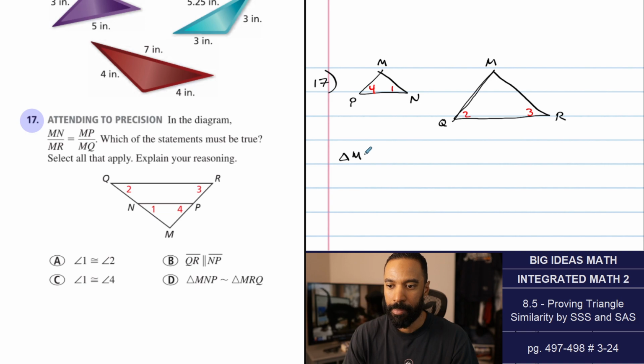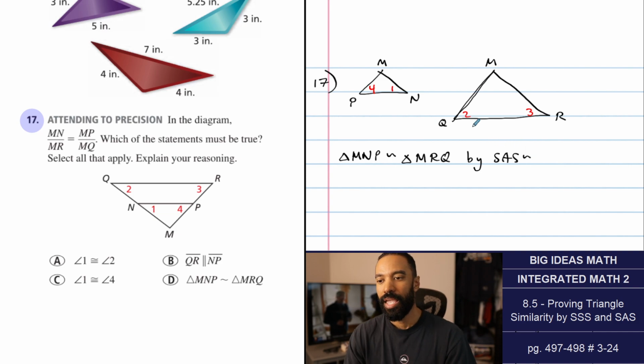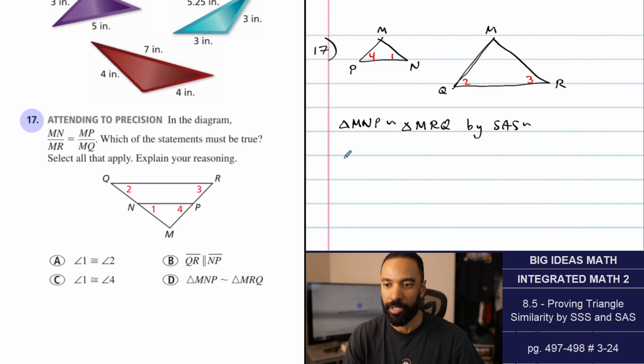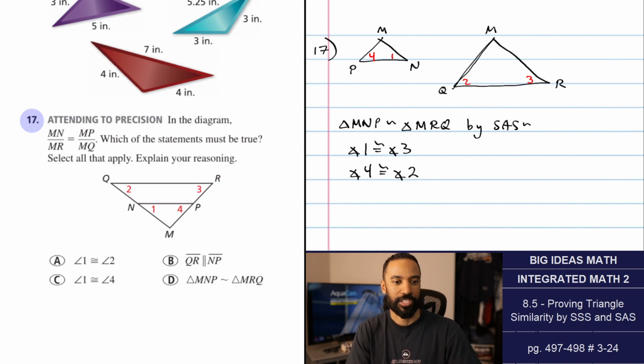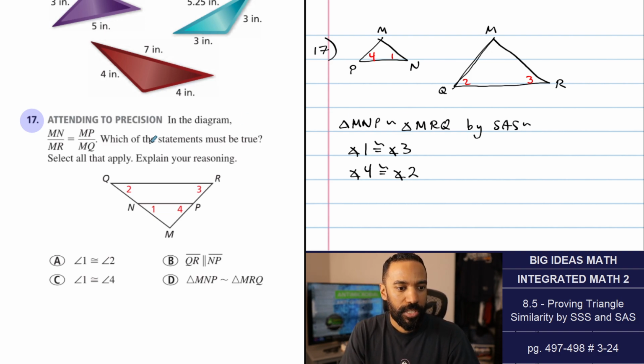So the first thing I'm going to say, before I check anything out, is that triangle MNP would be similar to triangle MRQ by side angle side similarity. If that's true, then other corresponding angles in these similar triangles will be congruent, which means angle 1 is congruent to angle 3, and angle 4 is congruent to angle 2. Okay, let's go to the things they're asking which would be true. Which of the statements must be true? Select all that apply. Explain the reasoning.